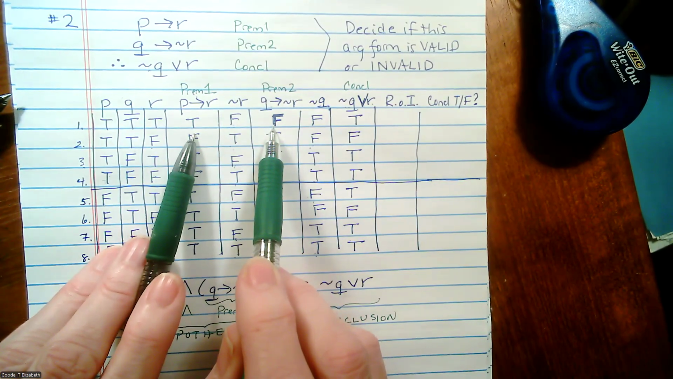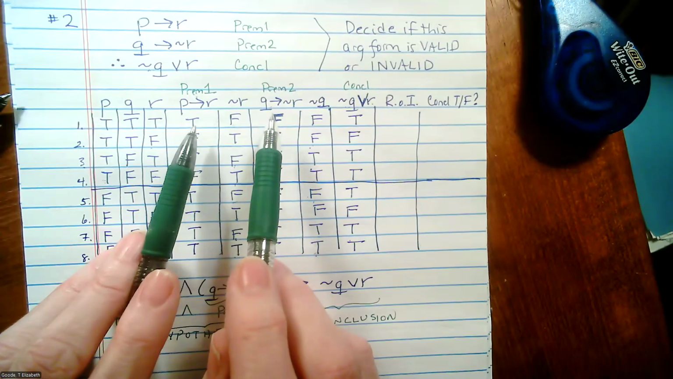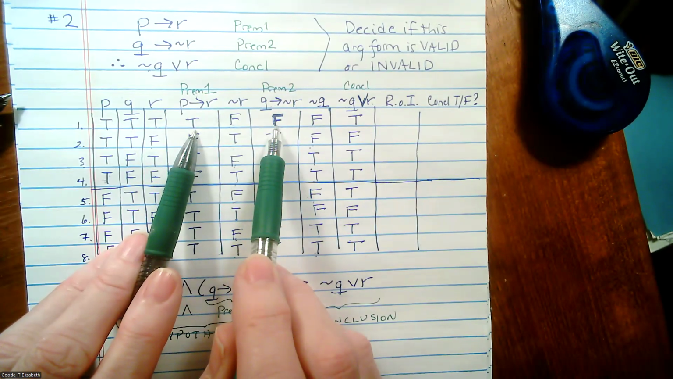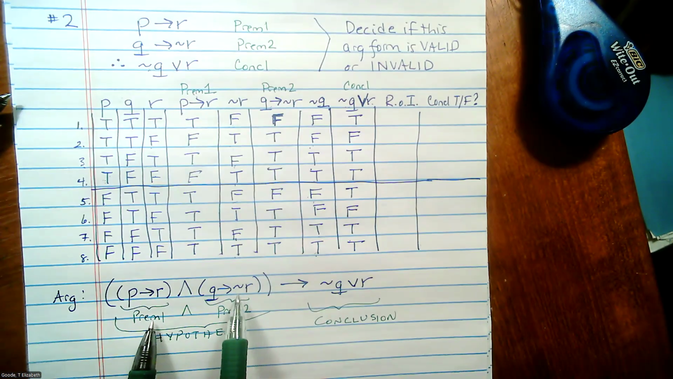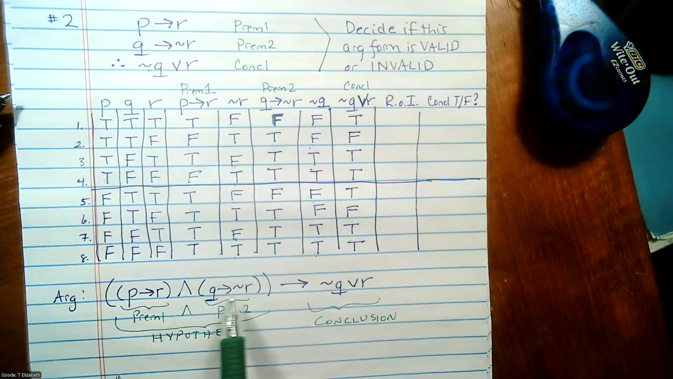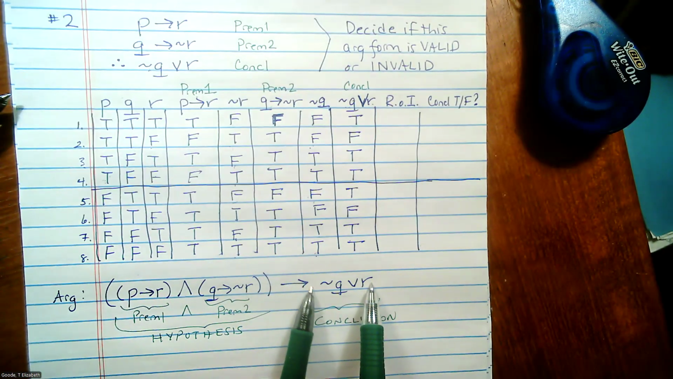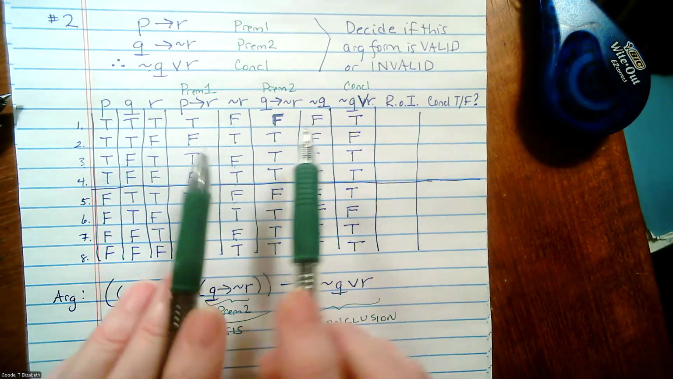Is it a row of interest? We're looking at the premises, not the conclusion. It's not a row of interest because the second premise failed. That means this premise right here is false. That means the hypothesis of the argument is false, because the hypothesis is a big and statement with the premises anded together. If one of the premises fails, then this and-operated hypothesis is false, and the argument, which is the if-then, will be true by false hypothesis. So row 1, we don't care about.